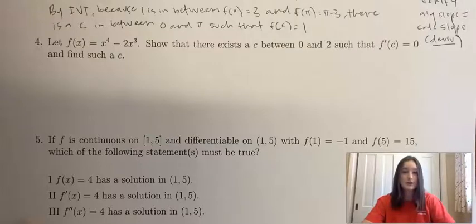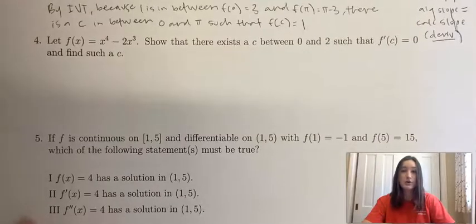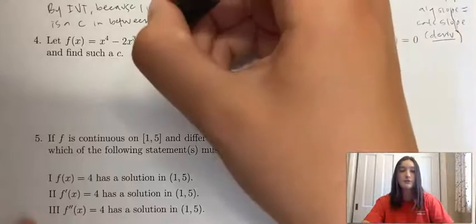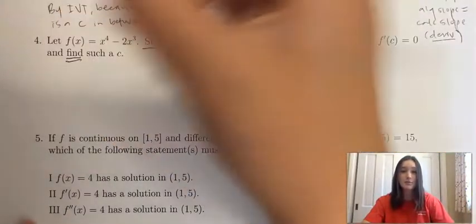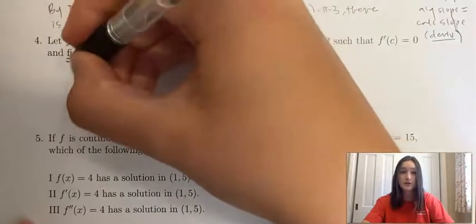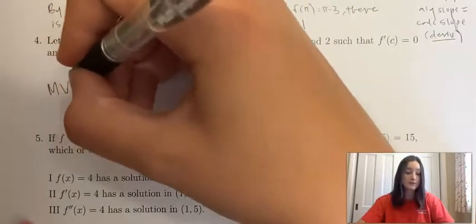So this next one that we're looking at, we're trying to show that there exists a c between 0 and 2, such that f prime of c equals 0, and we're trying to find that c. So because we're trying to find a certain number, then we know that this is MVT.